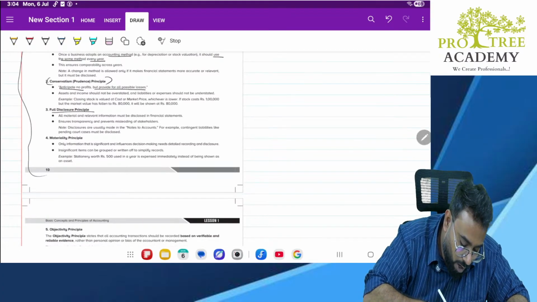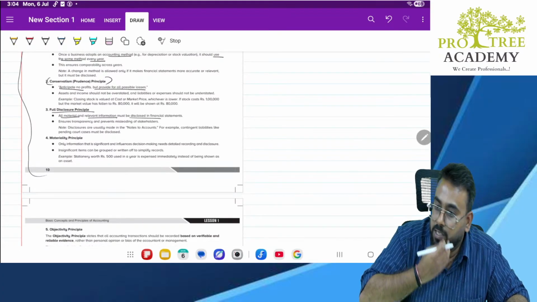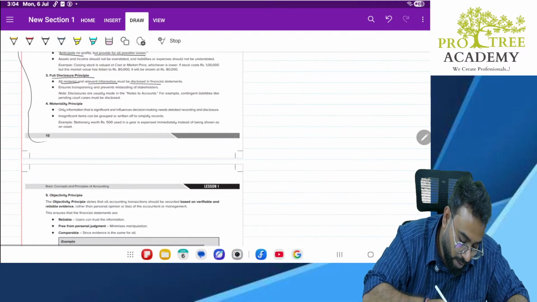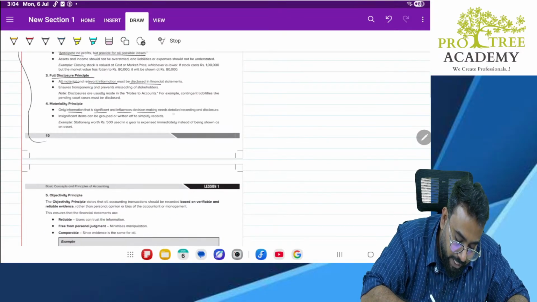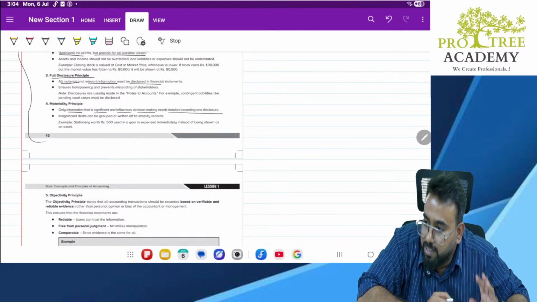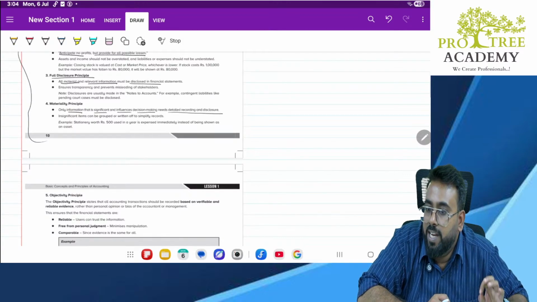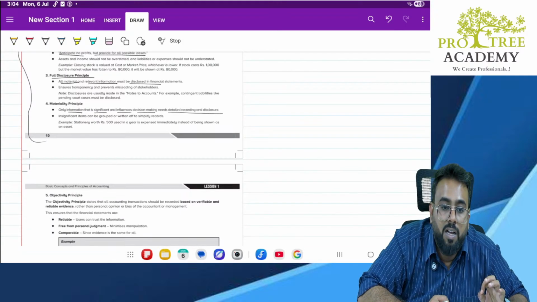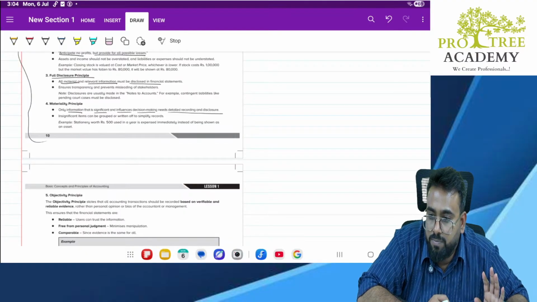Full disclosure principle: all material and relevant information must be disclosed in the financial statements. Information that is significant and influences decision making needs detailed recording and disclosure. I told you, no? Materiality is nothing but any information which will impact the users of that information. Clear?